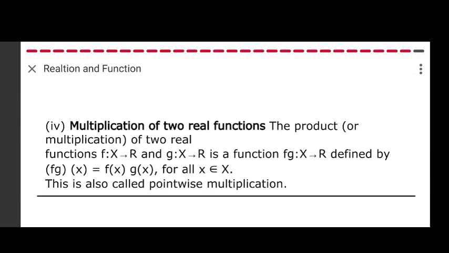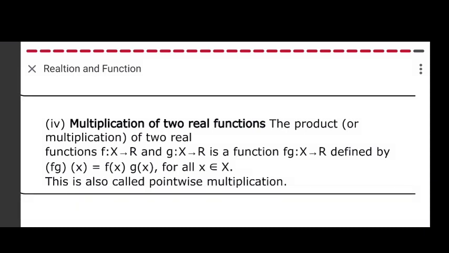IV. Multiplication of two real functions. The product, or multiplication, of two real functions f: X → R and g: X → R is a function fg: X → R defined by (fg)(x) = f(x)g(x) for all x in X. This is also called pointwise multiplication.